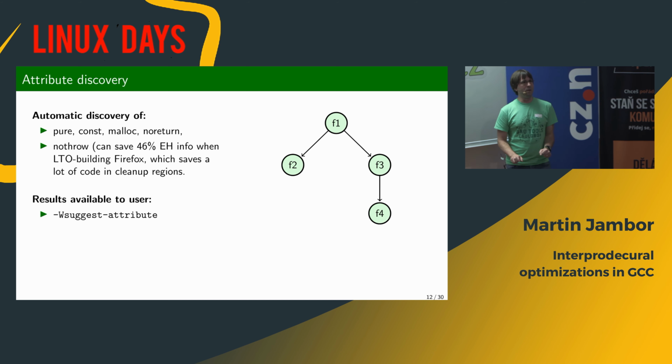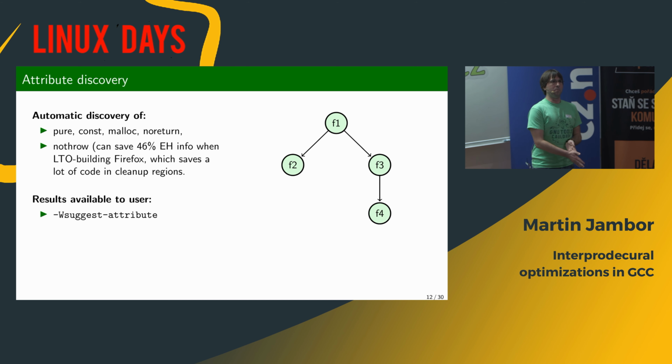If you do not want to use LTO for some reason, or cannot for some reason, and would still like to know whether you might help yourself a little bit by decorating various functions with attribute pure, const, malloc, or noreturn, there is the warning -Wsuggest-attribute, which tells you, hey, this function looks like a good candidate to be marked with malloc, for example.